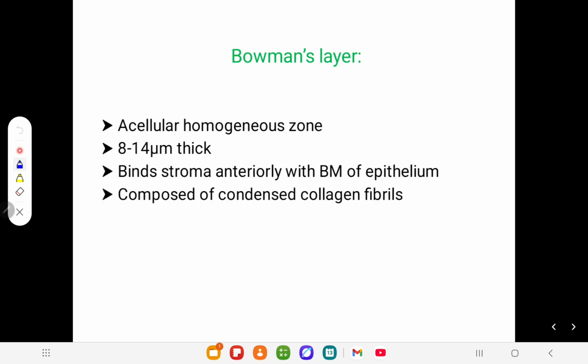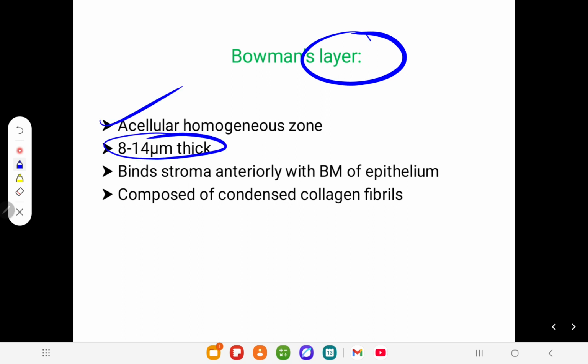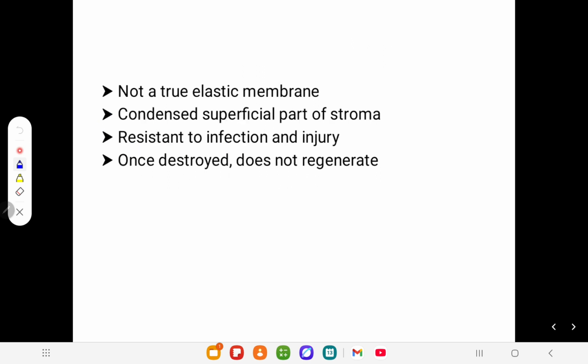So what do you call Bowman's layer? It's important: it's not a membrane, it's a layer. It's an acellular homogeneous zone, roughly 8 to 14 microns thick. Sometimes it's asked in the viva too, and sometimes in MCQs. It's a very common question. It binds the stroma anteriorly with the basement membrane of the epithelium posteriorly, and is composed of condensed collagen fibers. It's not a true elastic membrane because there is no basement membrane; it's the condensed superficial part of the stroma. That's why we don't call it Bowman's membrane, it's Bowman's layer.